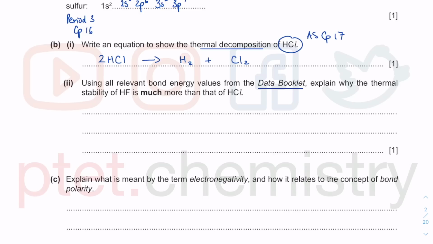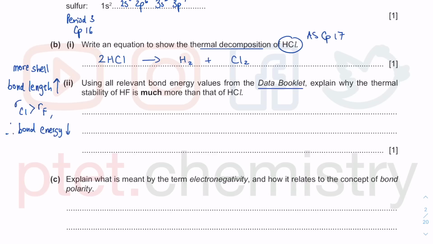So without the data booklet, you need to relate bond length. So if the bond length increases because you have more shells, so we are talking about the radius of chlorine bigger than the radius of fluorine. Therefore, the bond strength or the bond energy, the covalent bond energy, is going to get weaker. And we know that because if now I look at my data booklet, which of course at the time this paper was set in 2015, so obviously the data booklet was still available as a supplementary material.